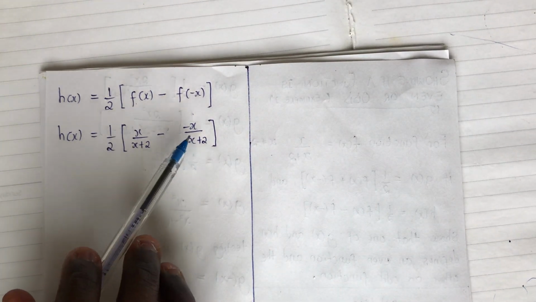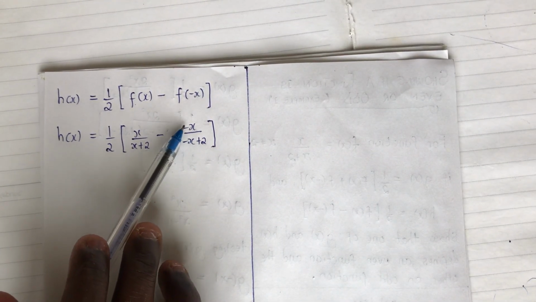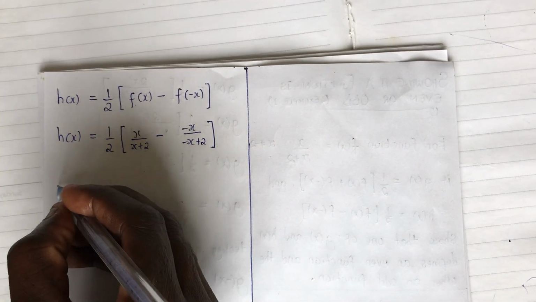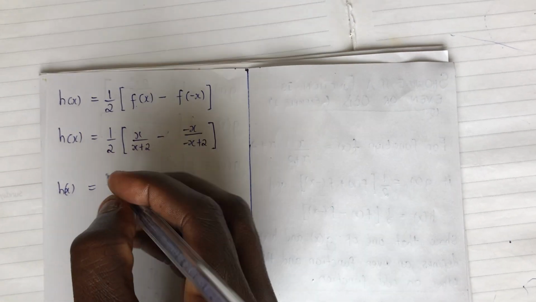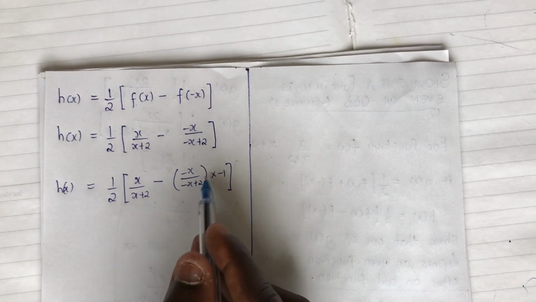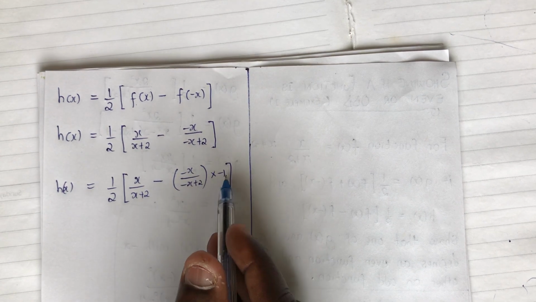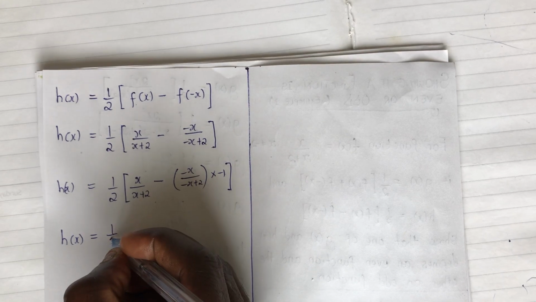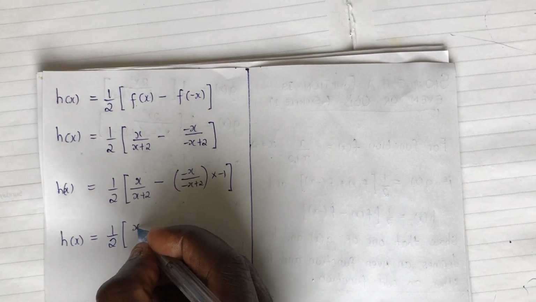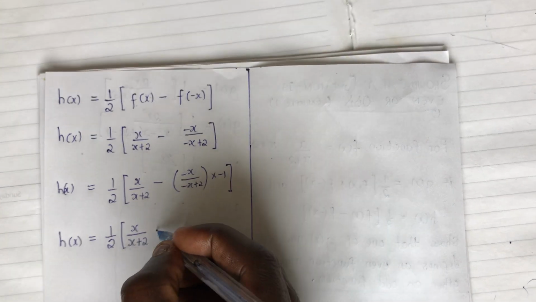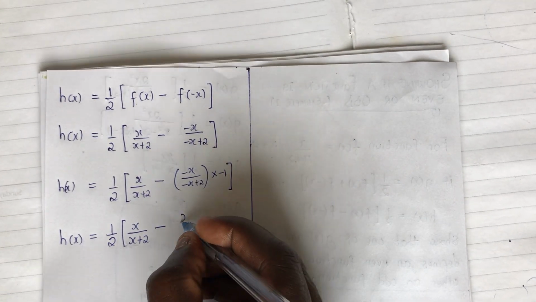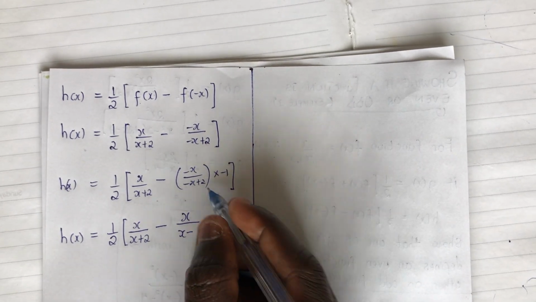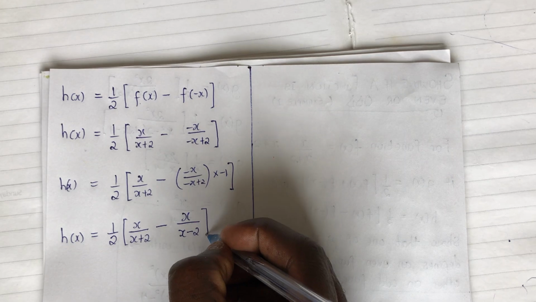Now we look at this side, we can see it's a negative function. We need to change it to a positive function before we can continue the calculation. So h of x will be equal to 1 over 2, and this negative one will make this side positive. So h of x will give us 1 over 2, x over x plus 2 minus, negative 1 times this will give us x, negative 1 times this will give us x, minus, this time this will give us minus 2. So that is what we have.